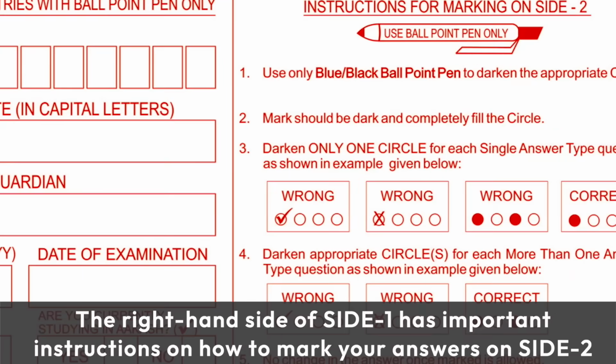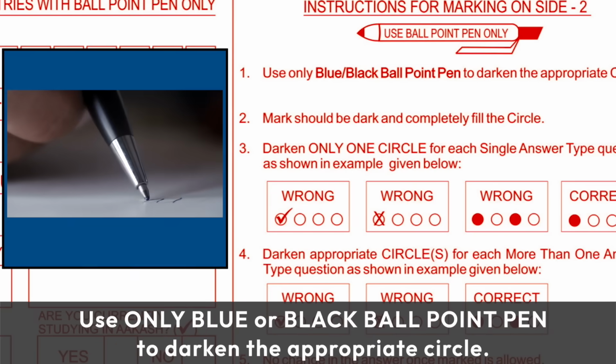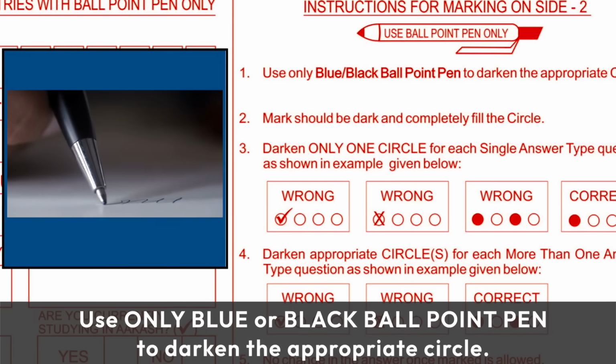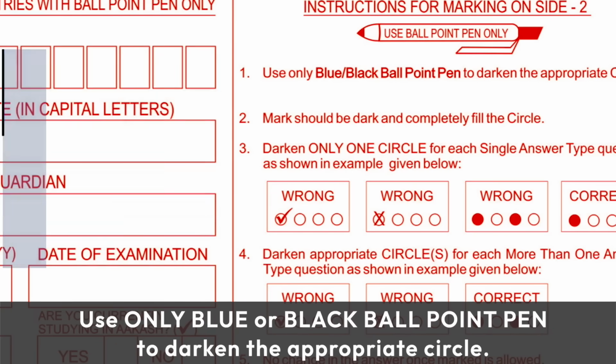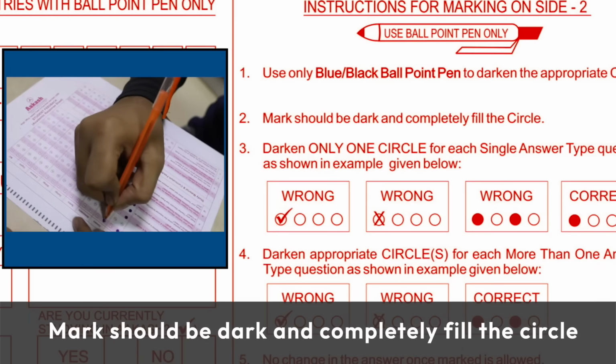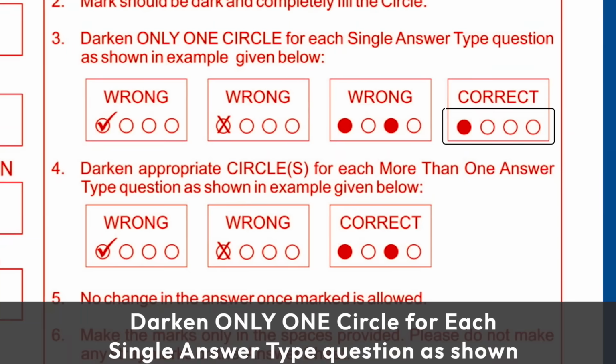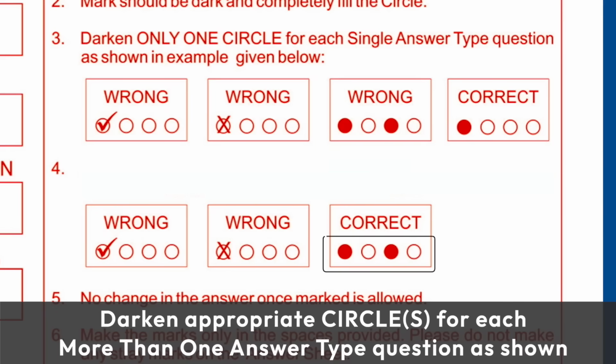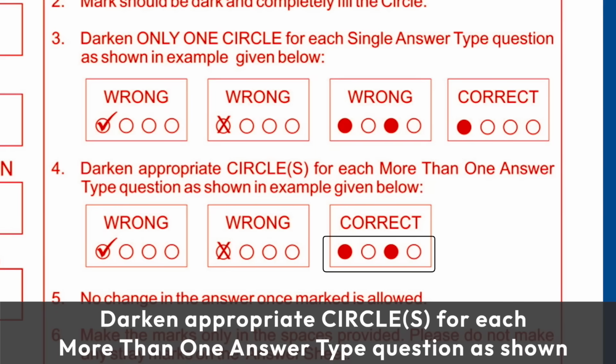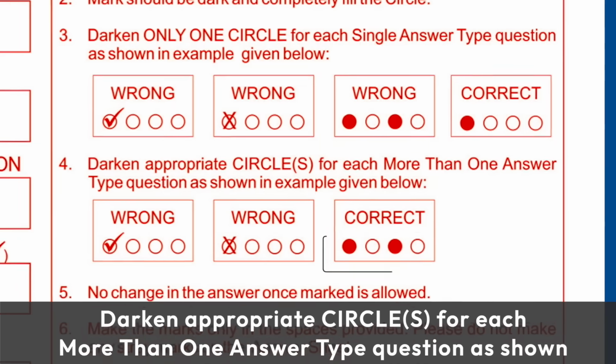The right-hand side of side 1 has important instructions on how to mark your answers on side 2. Use only blue or black ballpoint pen to darken the appropriate circle. Mark should be dark and completely fill the circle. Darken only one circle for each single answer type question as shown. Darken appropriate circles for each more than one answer type question as shown.